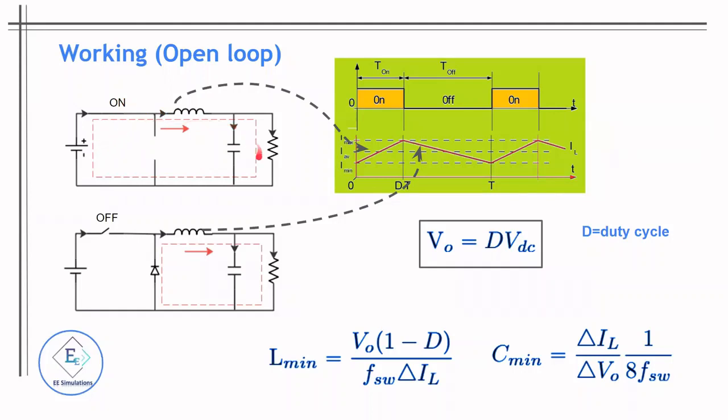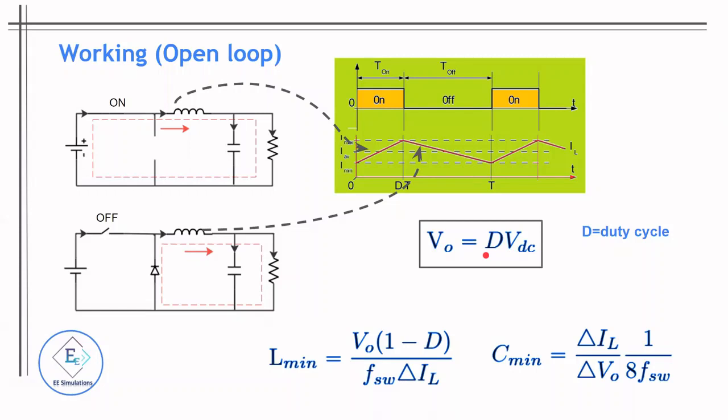This is for when the switch is turned on, and this is for when the switch is turned off. When the switch is on, the current direction is like this, whereas when the switch is off, the current direction is like this. So when the switch is on, current starts rising, whereas at the time of off, current starts decreasing. This is the basic formula: output voltage is equal to D times VDC, where D is the duty cycle.